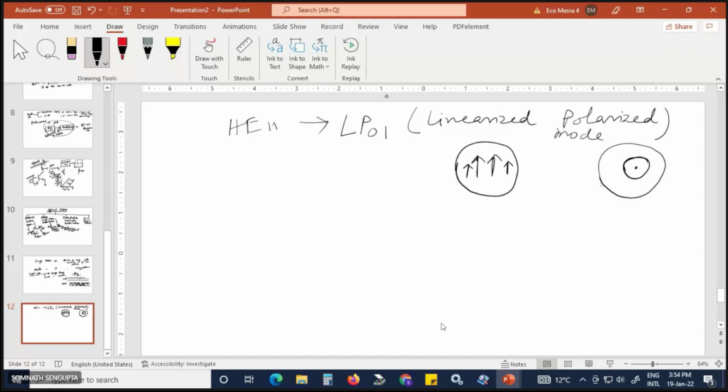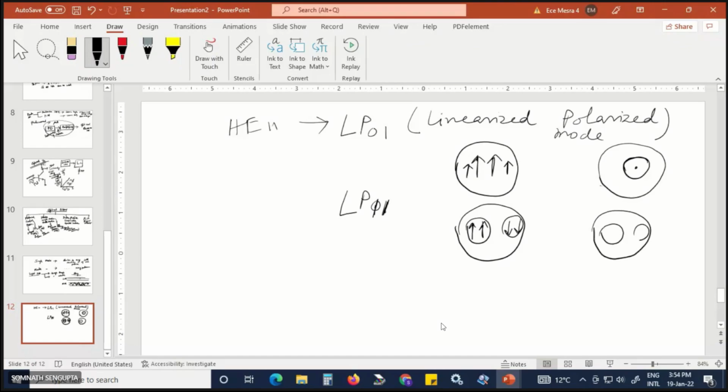And other modes are there, LP11 mode, let us say. It has this kind of polarization, that means two spots will be there, and at the center it is dark. LP02, two rings will be there. One this ring, another ring.